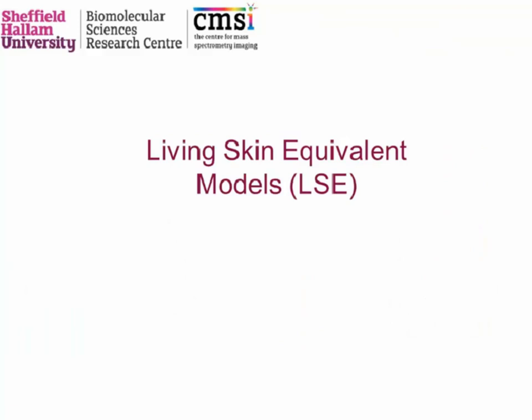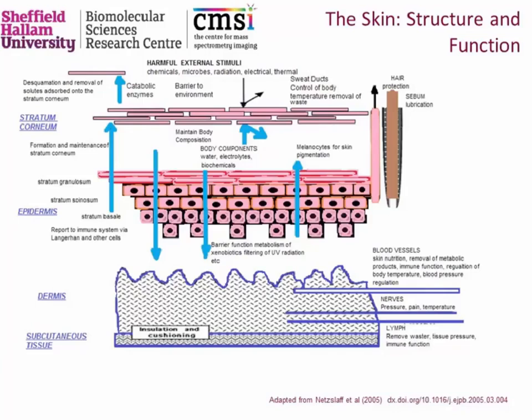So the first model that I'm going to talk to you about is a living skin equivalent model, and I'm going to introduce how the model's made and its relationship to skin before we actually look at the work we've done. So the skin is the largest organ of the human body. When you think about the skin, you'll be thinking about it as a barrier, its role to keep harmful substances out, and its role to keep all of your organs and things in. But it is actually an active organ.